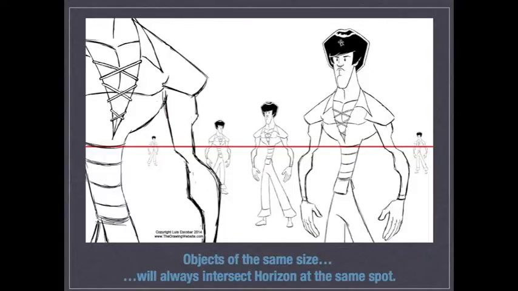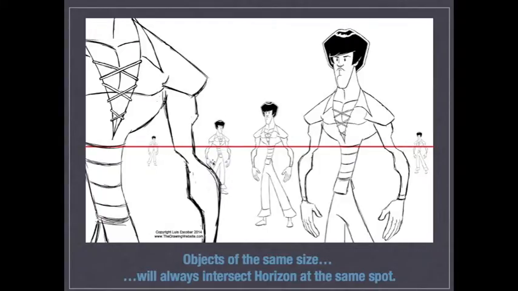So this guy, the camera is about up to his ribs. The horizon is going to intersect his rib cage even when he's way off in the distance because camera determines the height of horizon line. And this fella is still the same exact height as this fella.